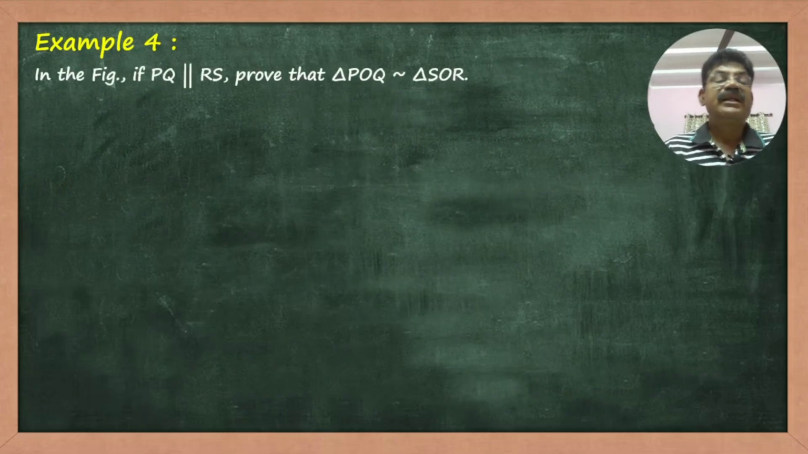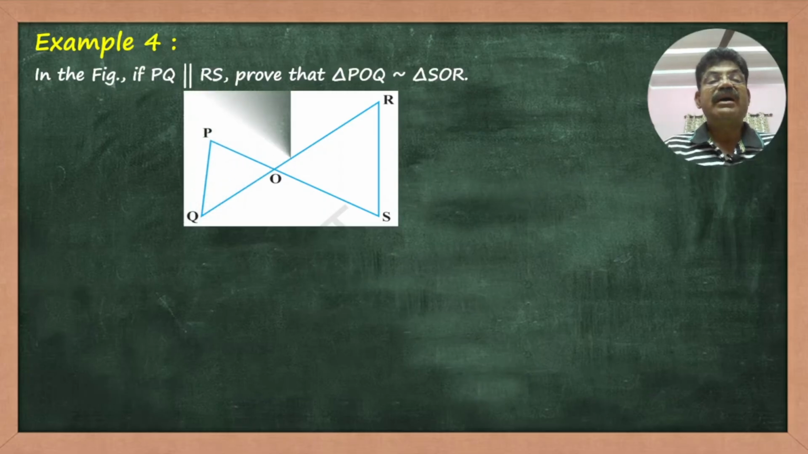Now, examples. In figure, PQ is parallel to RS. Prove that triangle POQ is similar to triangle SOR. Given the line PQ is parallel to the line RS. We have to show that the triangle POQ is similar to SOR. You note the order of the letters of the triangle POQ, SOR. Therefore, you have to show that angle P is equal to angle S, angle O is equal to angle O, and angle Q is equal to angle R. So, in such a way, you have to prove that. That's why it is given triangle POQ is similar to triangle SOR.